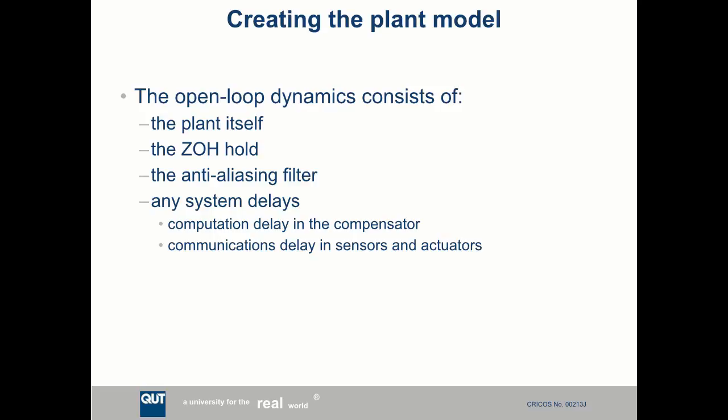If you put an anti-aliasing filter in, you might need to make that part of the dynamics of your plant as well. If you've got any delays in your system, perhaps due to network sensors or due to computation time in your lame little microcontroller, then you need to account for that in the system dynamics. So your system dynamics consist of all of these things. Roll them all up into one discrete time model, design your compensator, and away you go.